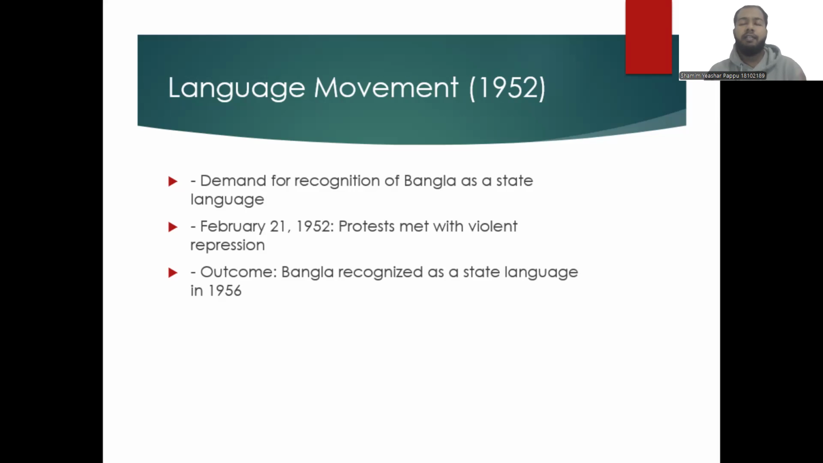So on 21 February 1952, there was a protest. The students of the University of Dhaka protested in this language movement, saying we don't want Urdu as our state language, we want Bangla as our state language. As the outcome of that protest, many people died from violence by the Pakistani soldiers. People remember names like Rafiq, Shafiq, and Barkat, who died in this language movement. With these sacrifices, Bangla was recognized as a state language in 1956.